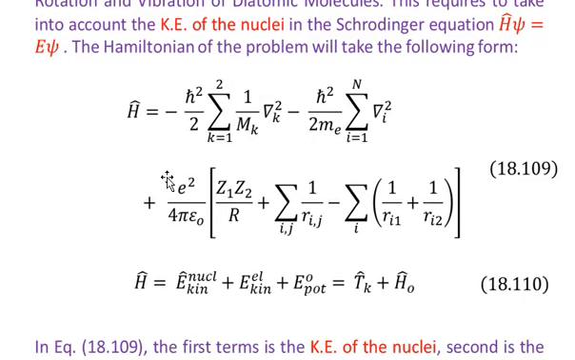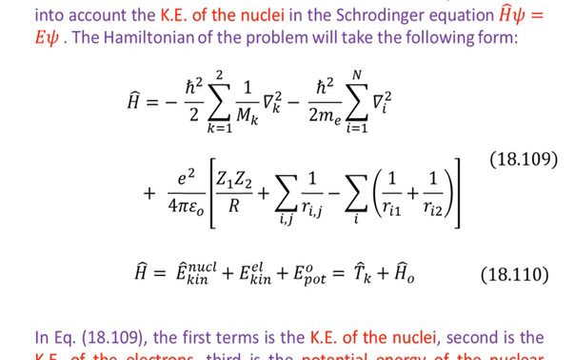So you see that this is the Hamiltonian of the problem: minus h bar square over 2, summation from k equal to 1 to 2, 1 over m_k multiplied by del_k square, and then minus h bar square over 2 m_e, summation over i equal to 1 to n, del_i square, and then plus e square over 4 pi epsilon naught, and within the square bracket I have Z1 Z2 over R plus summation over i,j of 1 over r_ij minus summation over i of the parenthesis containing 1 over r_i1 plus 1 over r_i2.